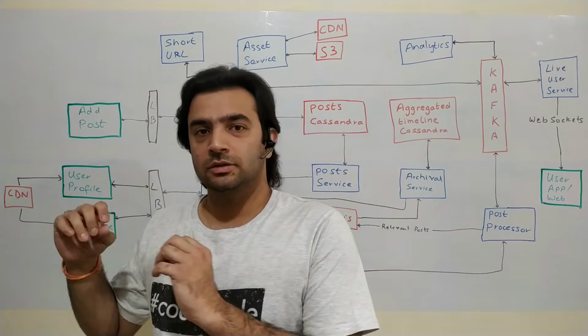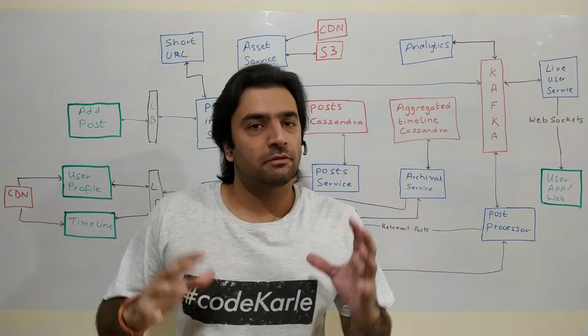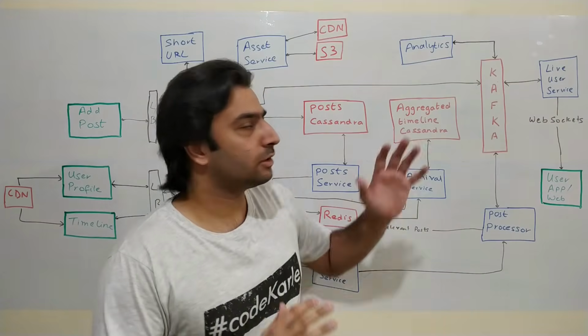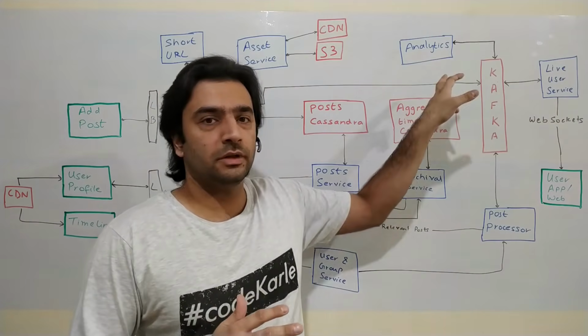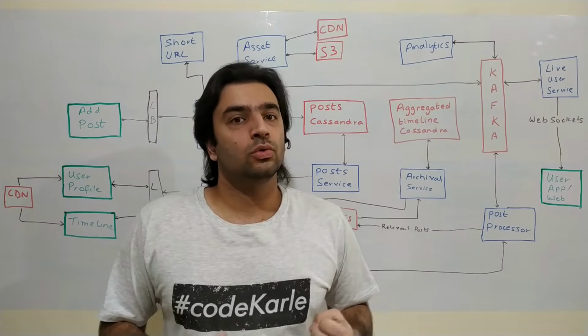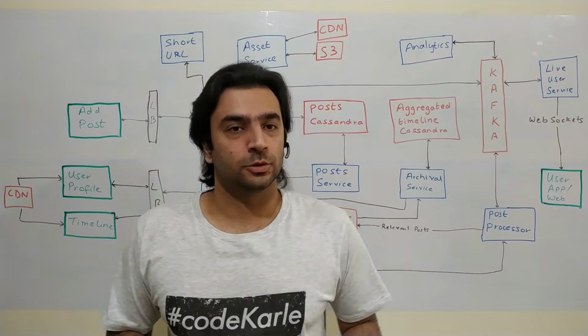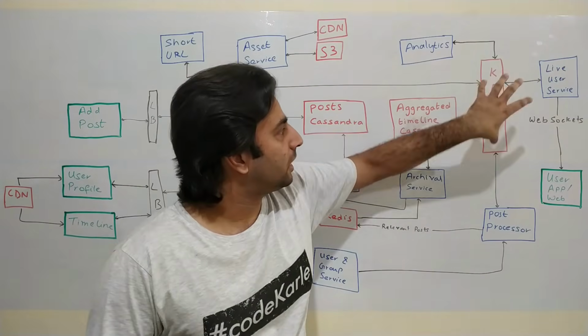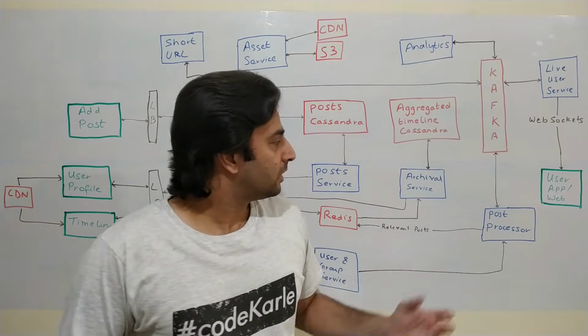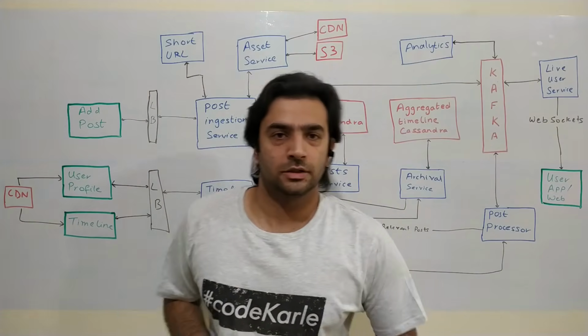So if somebody adds a post, if I see it after a few seconds, that is okay. And during those few seconds, I can do all of this fancy logic to figure out who the right set of users are who should see this post. Okay. So once this analytics puts it back into Kafka, there is something called post processor which runs.